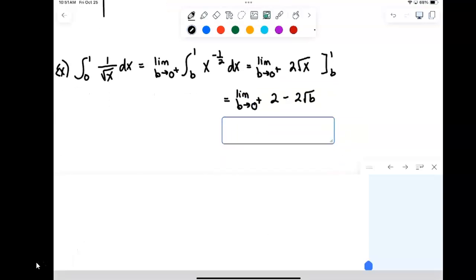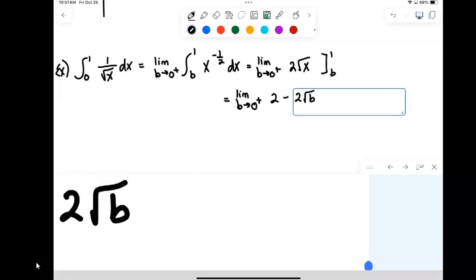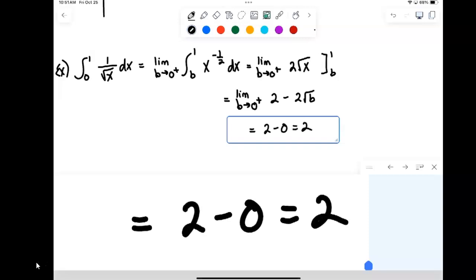And this time we can just let b become 0, because 2 square root of b, 2 square root of 0, is just 0. We have 2 minus 0, which is 2. So it turns out the 1 over the square root of x function, its graph is actually closing in with the asymptote quick enough that we actually do have a finite limit.